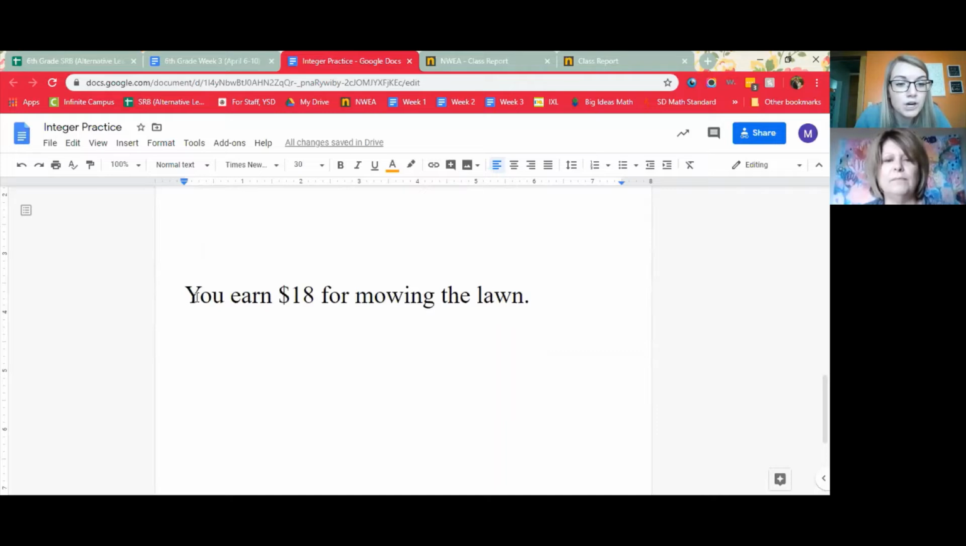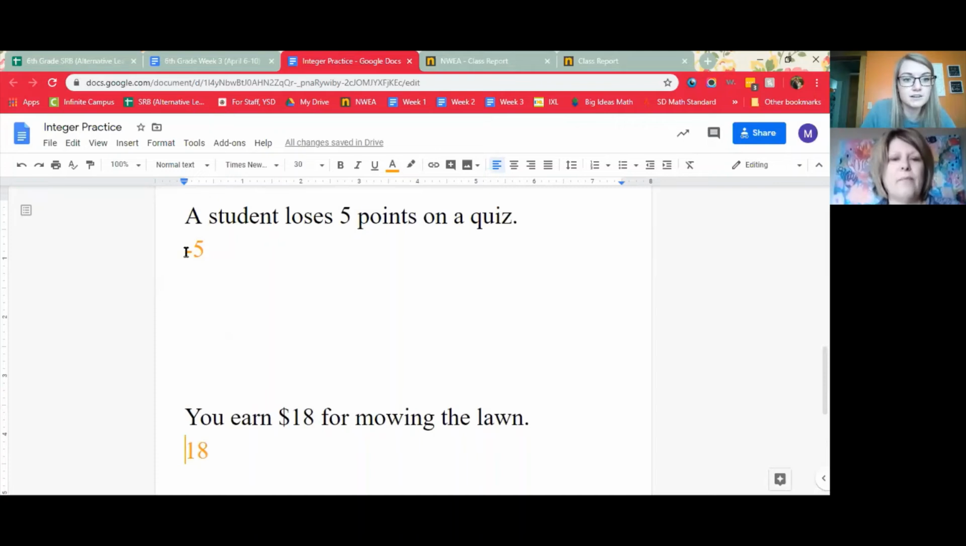How about this one? You earn $18 for mowing the lawn. Well, we earn it. So earn means that you gain something. So that would be a positive 18. And again, we don't have to write the positive, so our integer would just be 18. So every time I write a number, it is always positive if there isn't a negative sign? Yes. If there's nothing in front of it, then it's positive. If it has a little negative sign in front of it, then you know it's negative. If it's nothing, automatically positive.